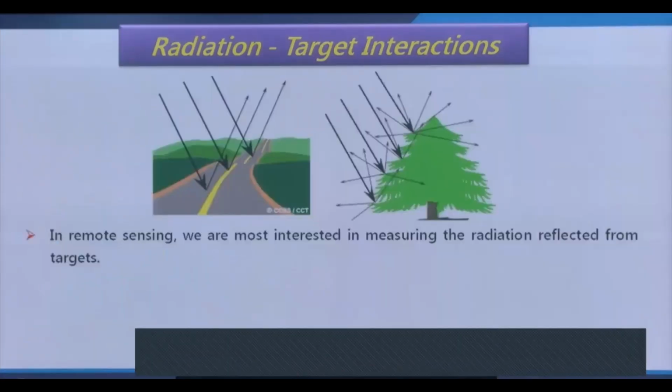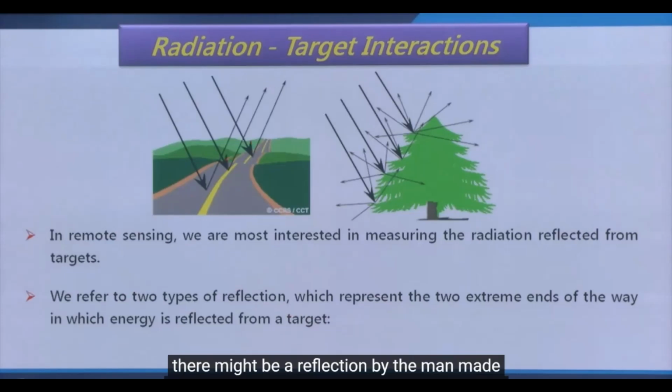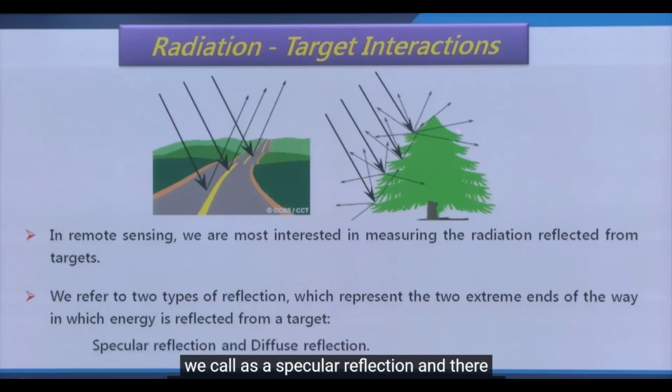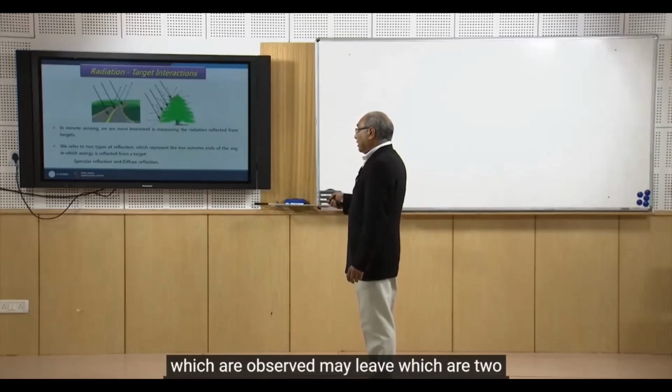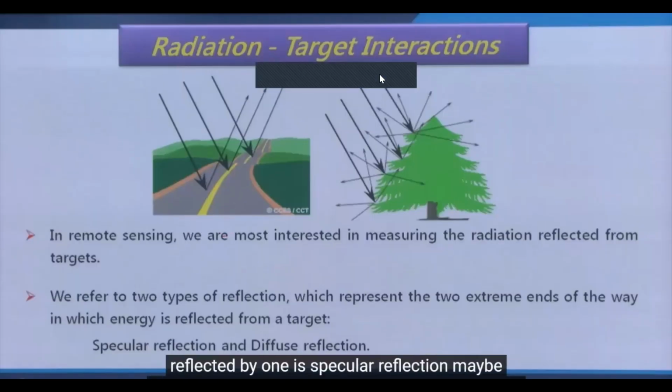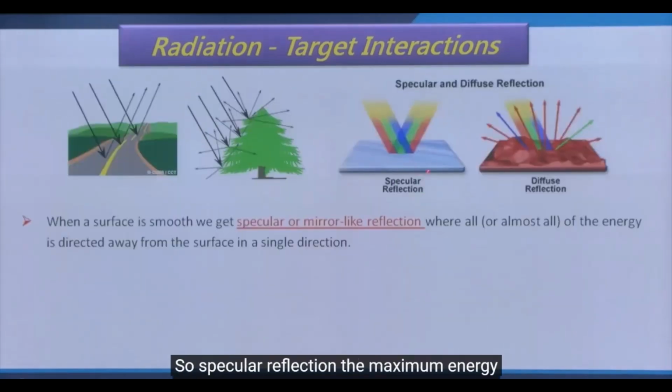Now in this interaction, there might be two ways of reflection. There might be reflection by the man-made surfaces or some natural surfaces, which we call specular reflection, and there might be a diffuse reflection, which may be because of vegetation, bare soil, rocks and other things. These will affect the signatures or their presence in the satellite images at different bands. These are two extreme ends in the way energy is reflected back. One is specular reflection, maybe from the roads, maybe from a calm water surface, whereas the diffuse reflection may be from vegetation and others.